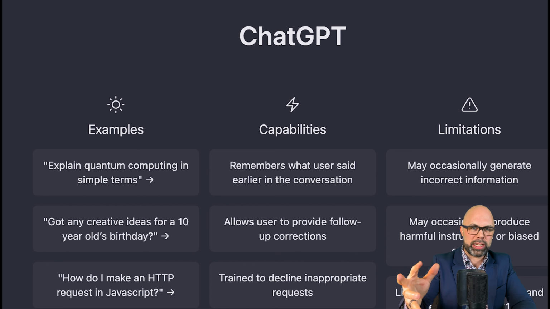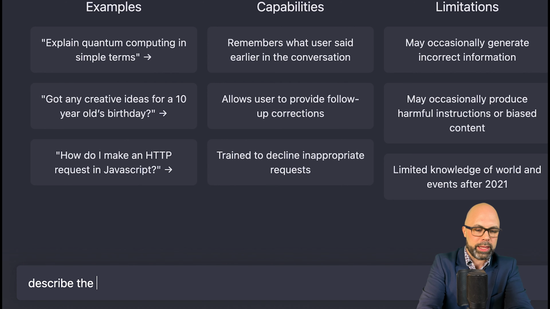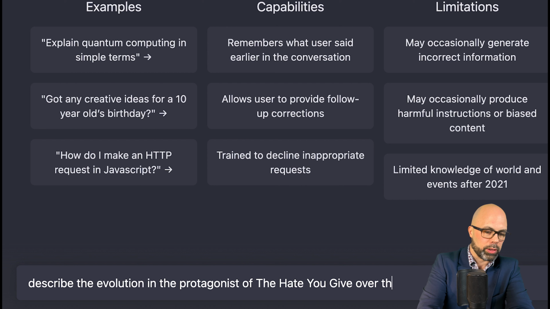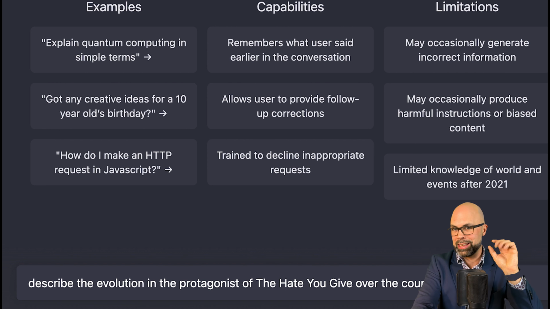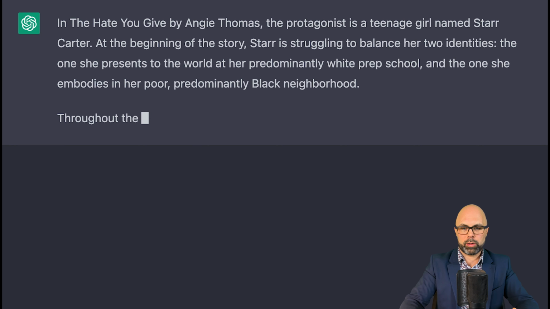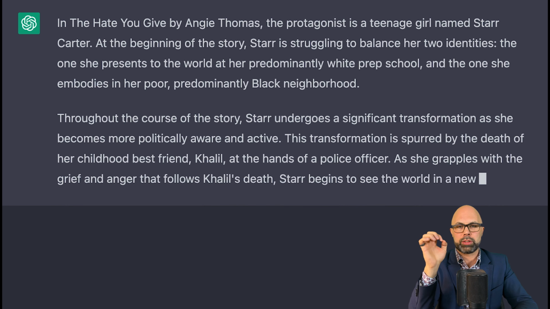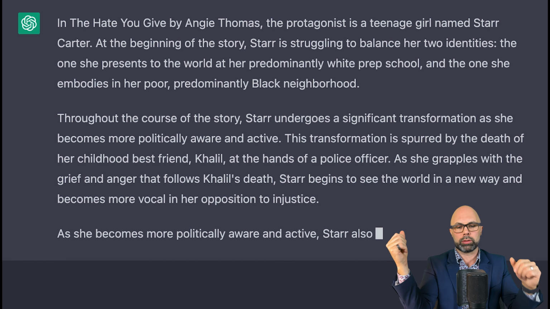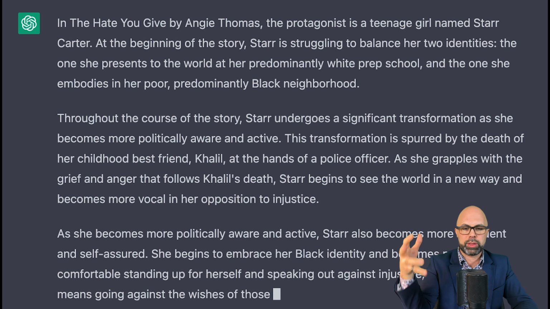All right, now let's see what ChatGPT can do in the context of an English classroom. Describe the evolution in the protagonist of The Hate U Give over the course of the story. Something tells me that the actual title might have spelled "U" as the letter U. I might be wrong there, but let's see how it does. It recognizes the story, names the protagonist. Now, this kind of output is similar to what you might find on Google, right? Somebody's already written this kind of an article. So this in itself is not overly impressive.